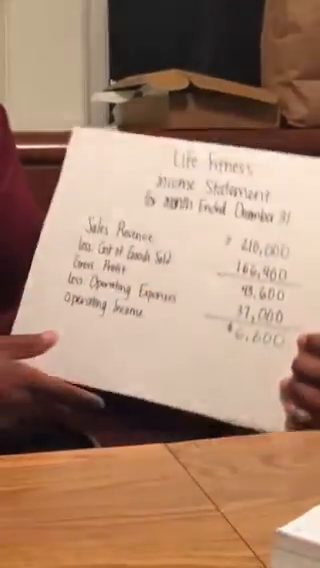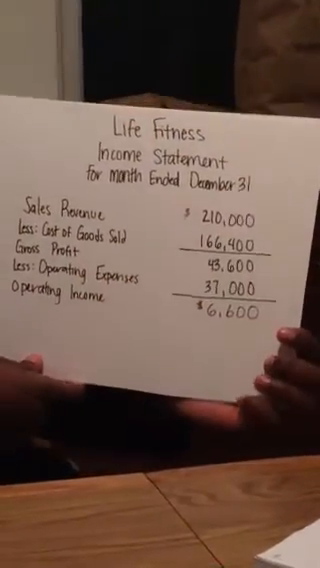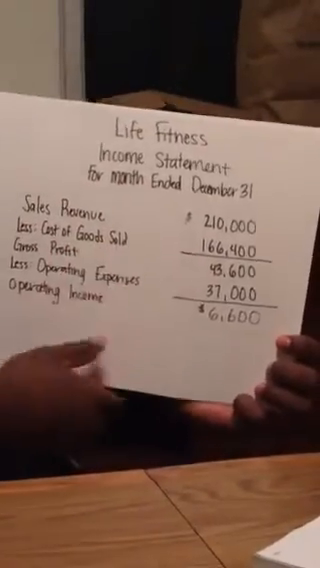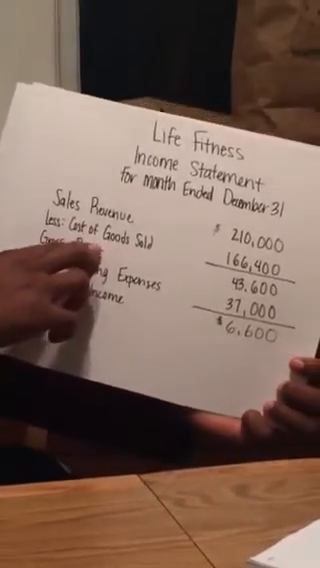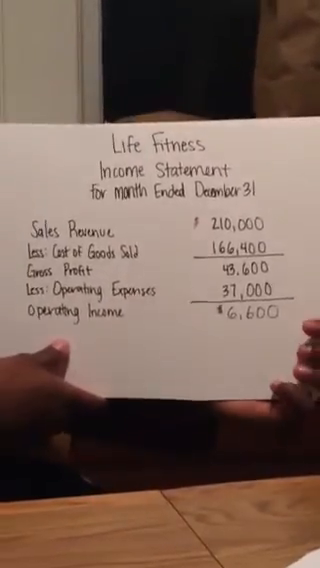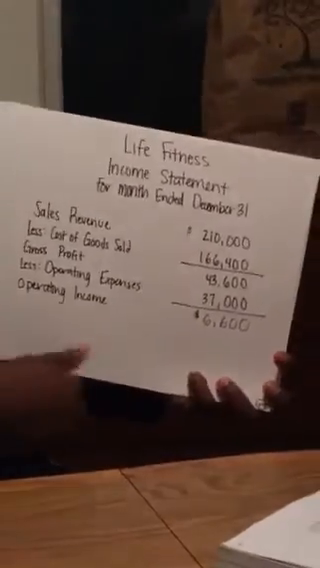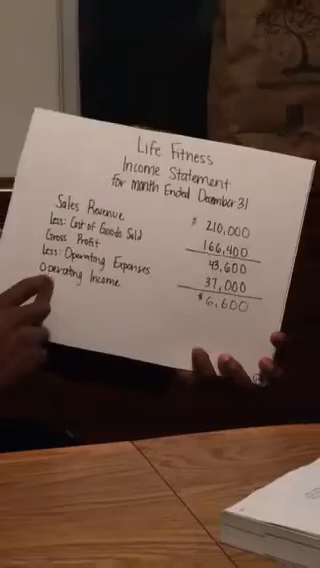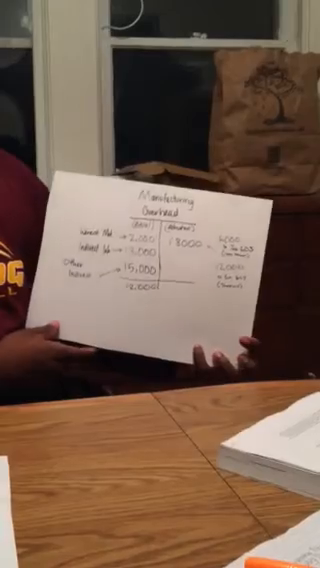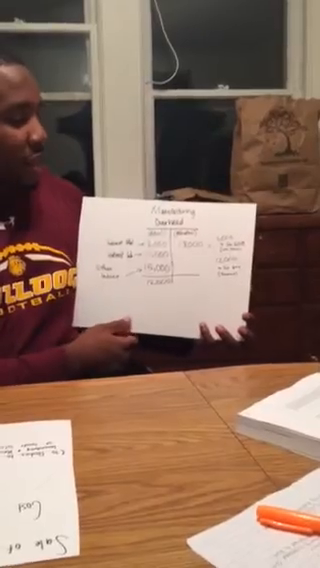And the final thing is the income statement. So I have an example of the income statement that we would have just completed. You have the Life Fitness income statement, and you have your sales revenue, $210,000. And you subtract the cost of goods sold from that, which we had at $166,400. Then you take the gross profit and subtract the operating expenses from that, and you would have about $6,600 as an operating income. And this is just a T account of manufacturing overhead, to see where I got some of the different numbers from.